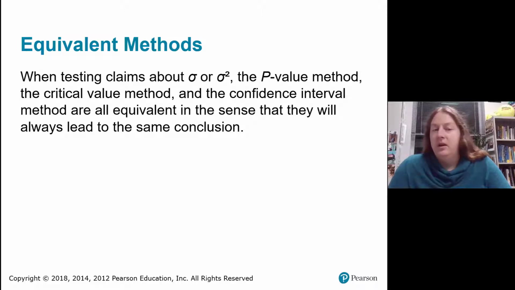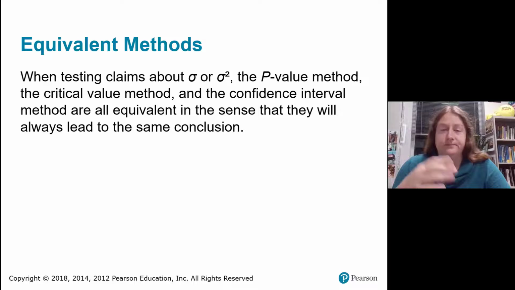Now, when we are talking about different methods for doing this, the p-value method, the critical value method, and the confidence interval method are all going to be equivalent in this case. So they're all going to lead to the same conclusion. So just different ways to get to the same conclusion.